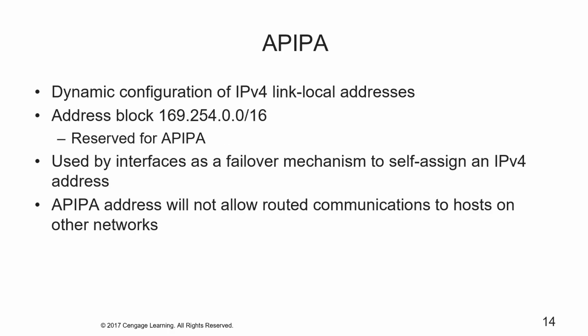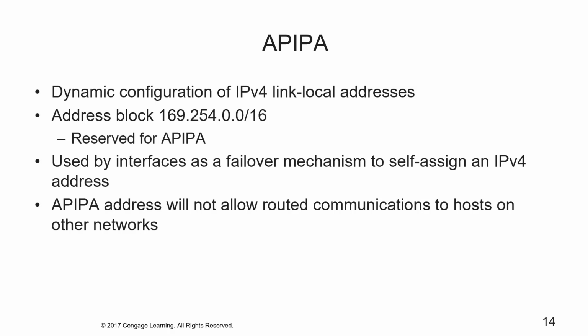So speaking of APIPA, dynamic configuration of IPv4 link local addresses. It's used by interfaces as a failover mechanism to self-assign an IPv4 address if the initial DHCP requests are not answered. However, a network interface will continue to send DHCP requests approximately every 5 minutes. If a DHCP server subsequently replies with an IP address assignment for the host, the APIPA address is released from the interface in favor of the DHCP provided address.